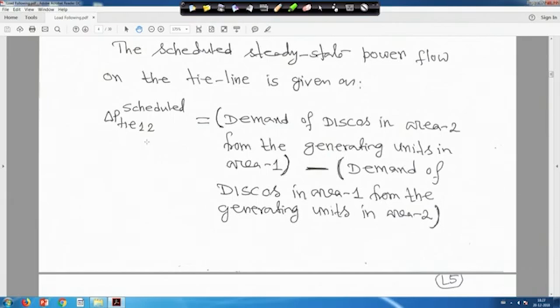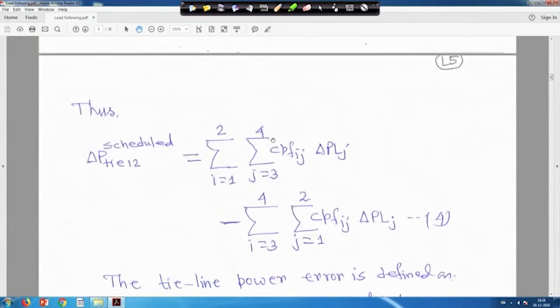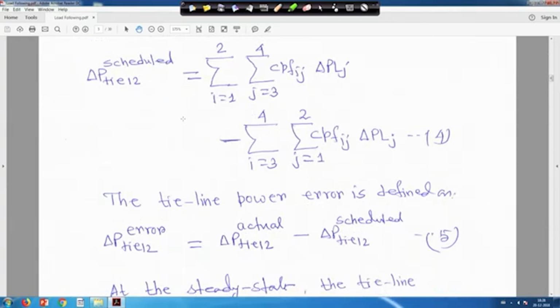By chance, whatever data you have taken, delta P 1 to 2 schedule may become negative, say minus 0.2. That means basically power is flowing from area 2 to area 1. So, that is the actual direction. This we have also seen. Therefore, delta P 1 to 2 schedule is same as before: sigma i is equal to 1 to 2, j is equal to 3 to 4, CPF ij delta PLj minus sigma i is equal to 3 to 4, sigma j is equal to 1 to 2, CPF ij delta PLj.